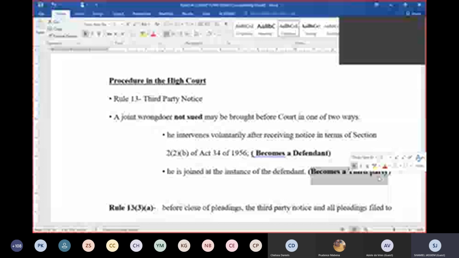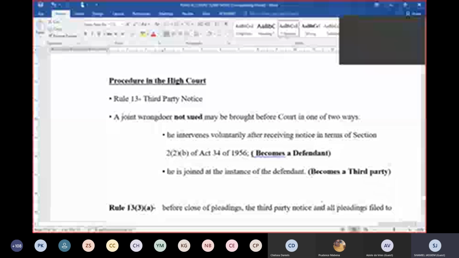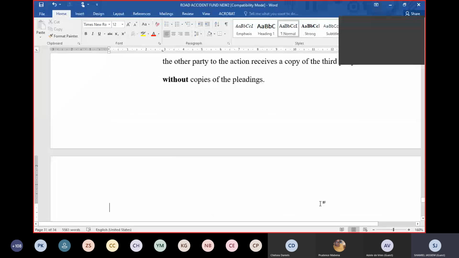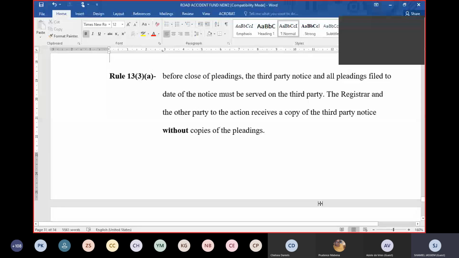Now, just as a background, Rule 13 requires, again, you don't need to know this. You won't be tested on Rule 13 for RAF purposes. That is just merely for information purposes, that copies of all pleadings must also be given to you if you are joined as a defendant or if you are joined as a third party. But what is important?